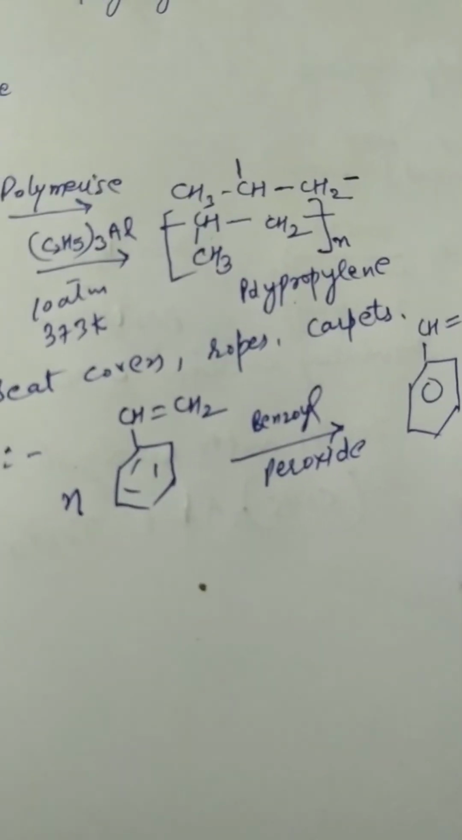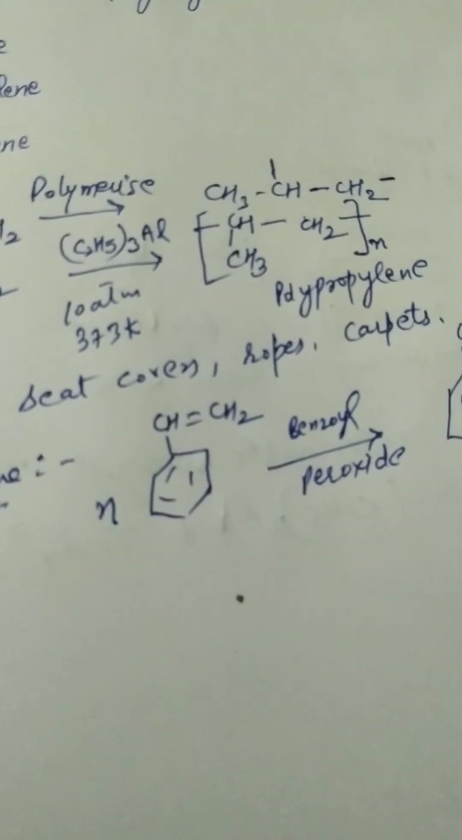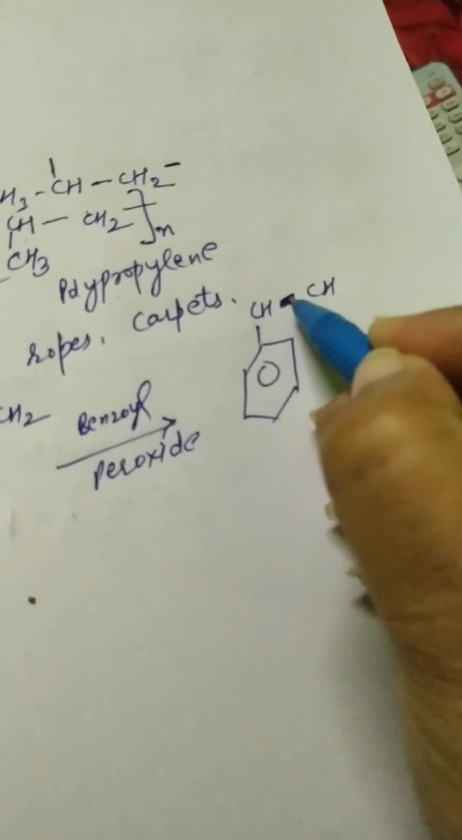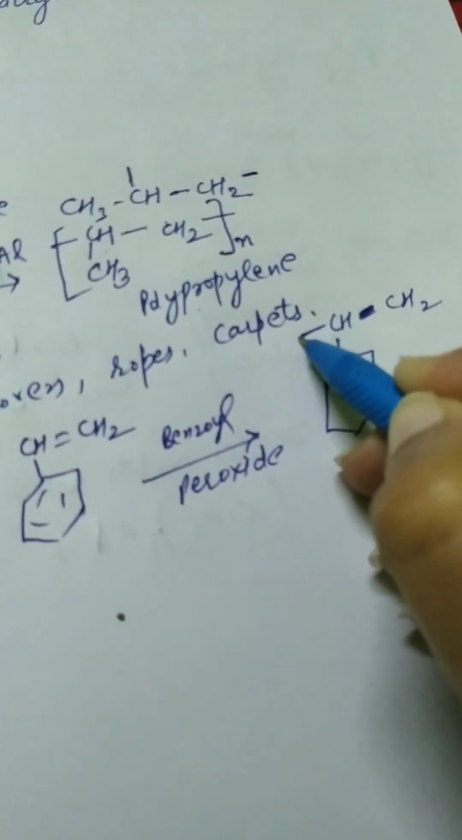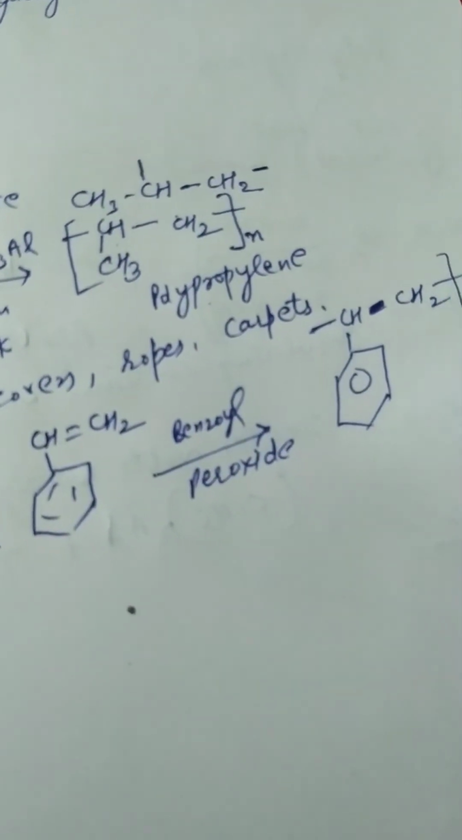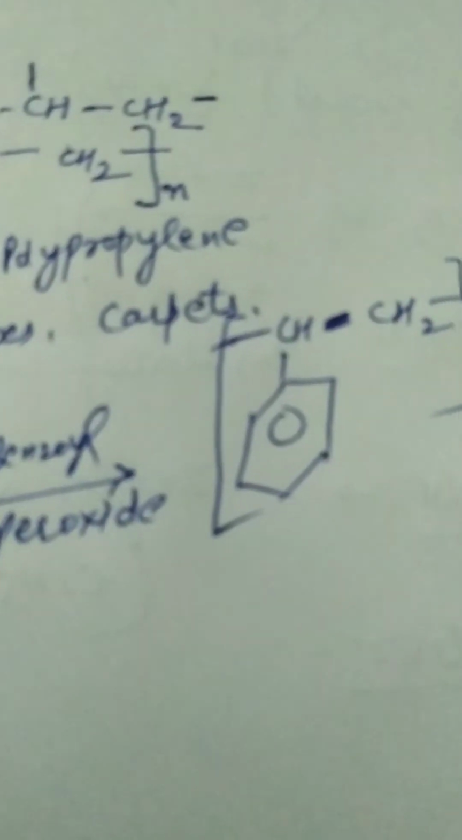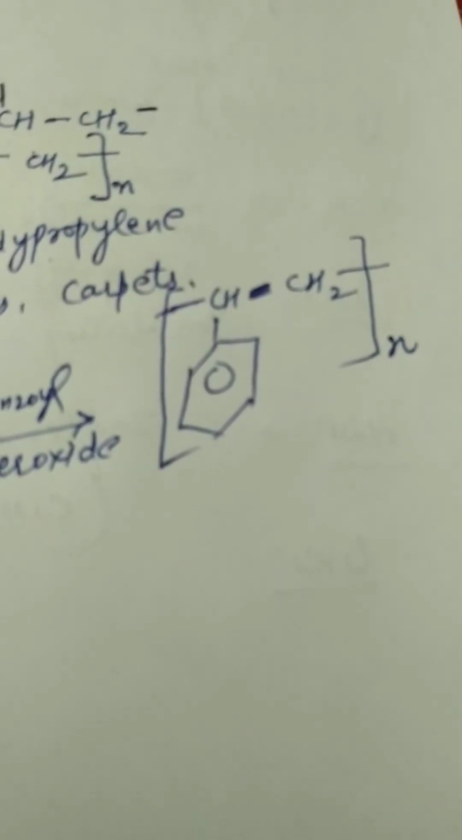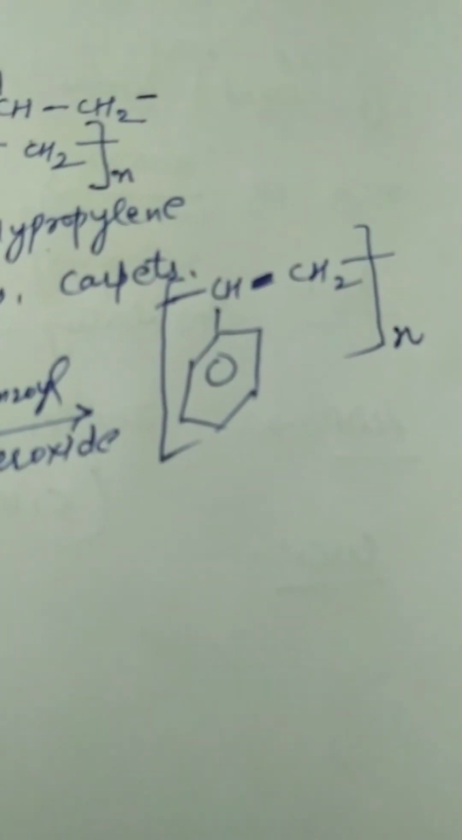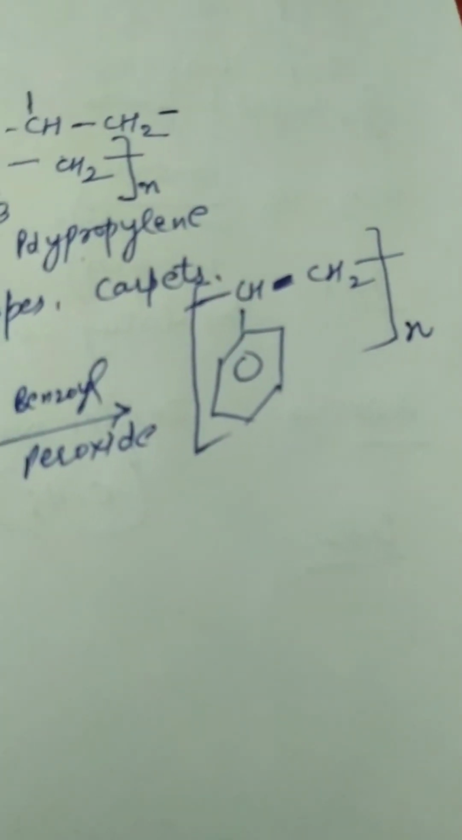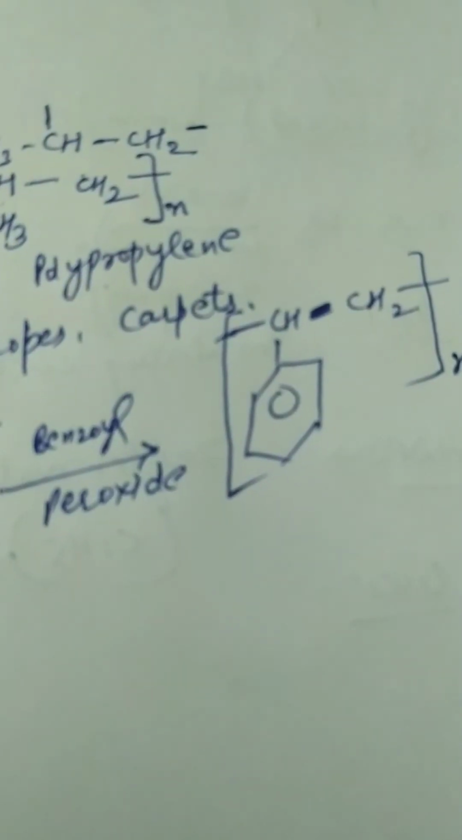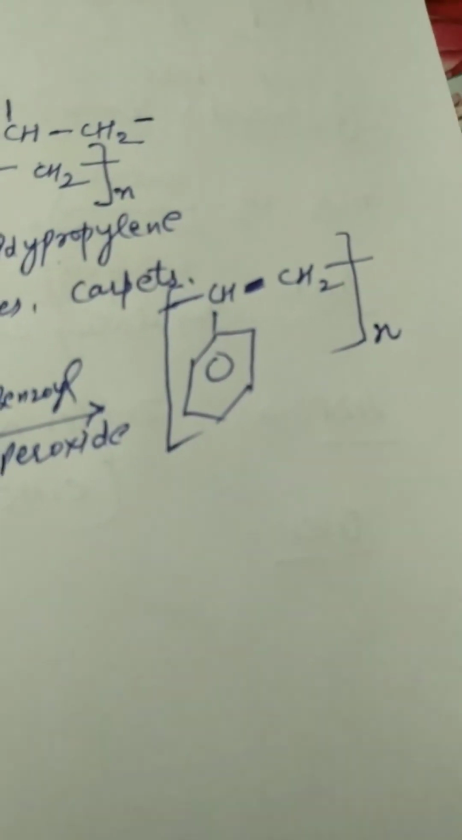polystyrene. Now see, this double bond will be converted into single bond. As a result, this bond is free. This bond is free for further linkage. So this polymer is called a polystyrene molecule, which is a polymer of styrene molecule. Now what are the properties and uses of polystyrene molecule?